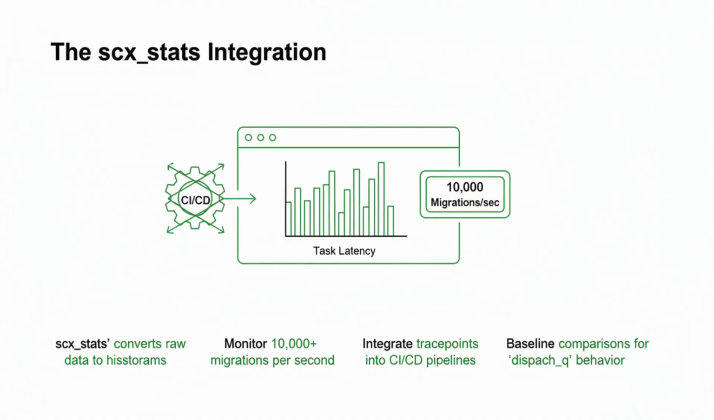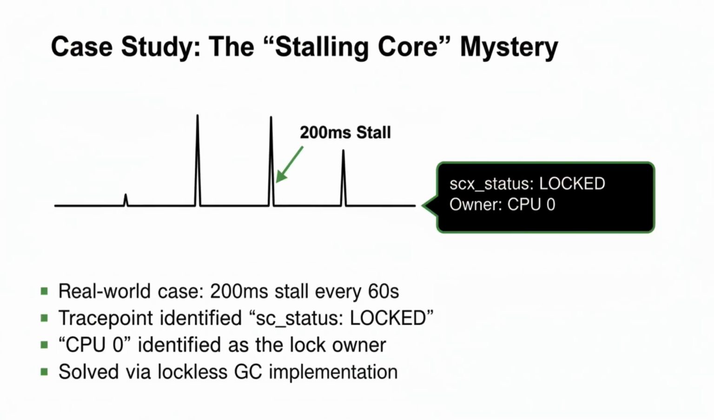You can see that your custom scheduler is performing 10,000 migrations per second, perhaps too many, and adjust your BPF code's migration cost threshold accordingly. By integrating tracepoint data into your CI/CD pipeline, you can even catch scheduling regressions before they reach production. Automated scripts can trigger a dump during load tests, compare it against a baseline, and flag any deviations in dispatch queue behavior. Let's look at a real-world scenario.